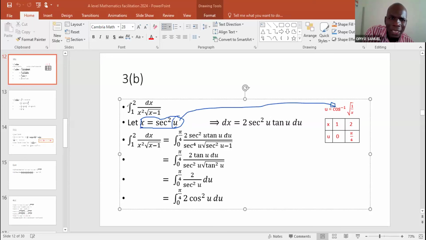Then when x is 1, you see 1 is here. You find the value of u, which is 0. When x is 2, you also find the value of u, which will be pi over 4. So that's what happens when you're changing variable where there are limits.